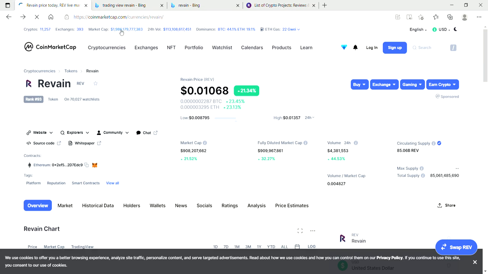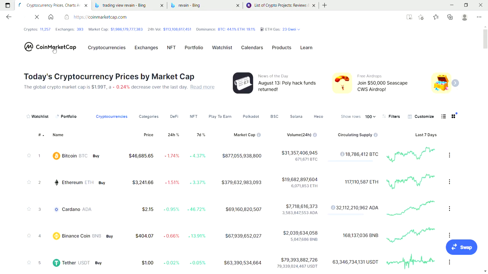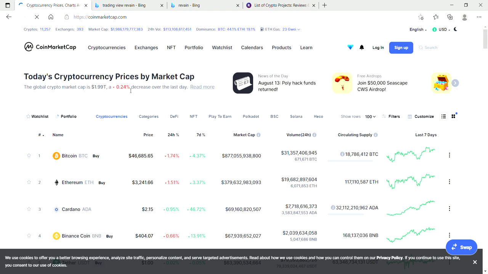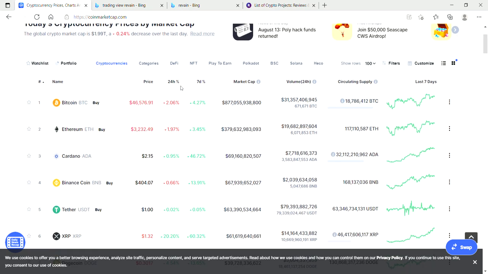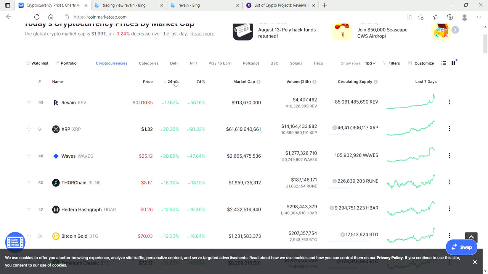So just before we go, let's refresh the page. So money is flowing out a little bit of the market at the moment. You can see we're currently down 0.24% for the day. And let's check out how the coins are going. Some altcoins are pumping pretty good. You can see XRP, Revain, and Waves are the current top three gainers in the top 100.